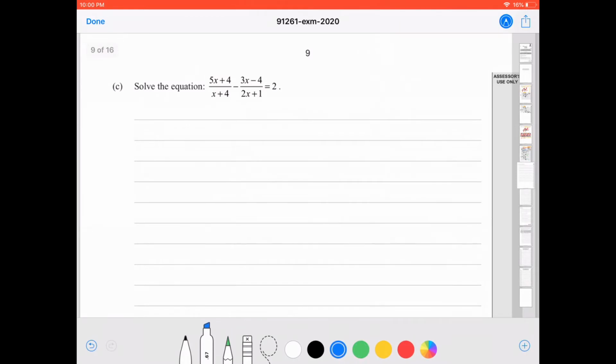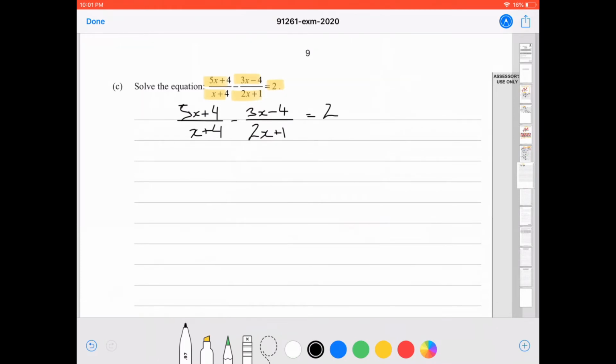We've been asked to solve the equation. We've got two fractions here, (5x + 4) over (x + 4) minus (3x - 4) over (2x + 1), and this equals 2. It might not look too difficult, but we'll probably get into some fairly long workings here.